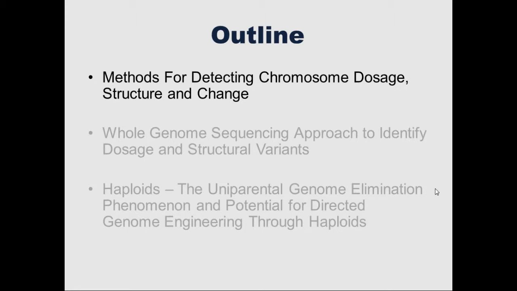So briefly, I would just like to go through a general overview of methods that are available right now for how we have generally looked at detecting changes in dosage and structure in chromosomes.